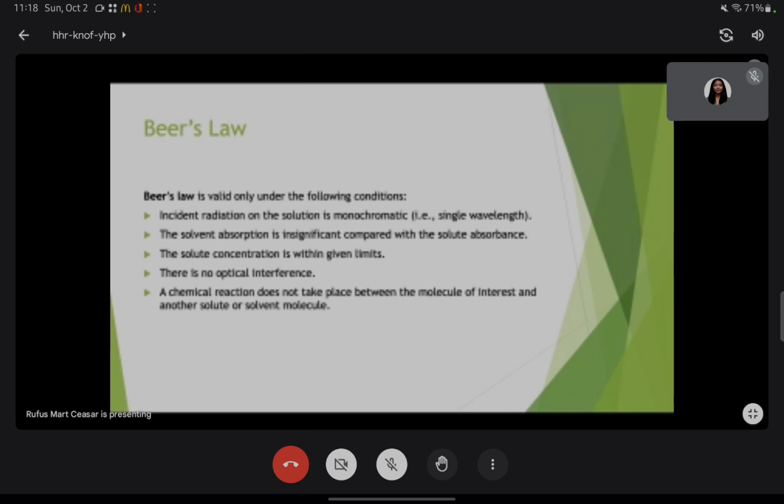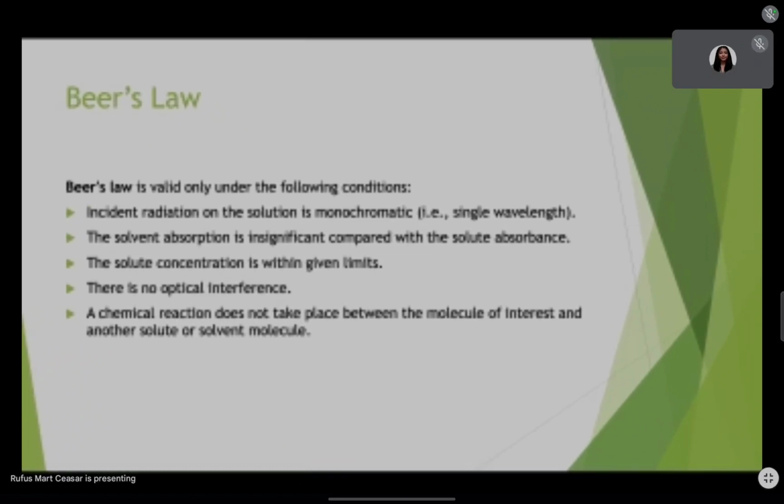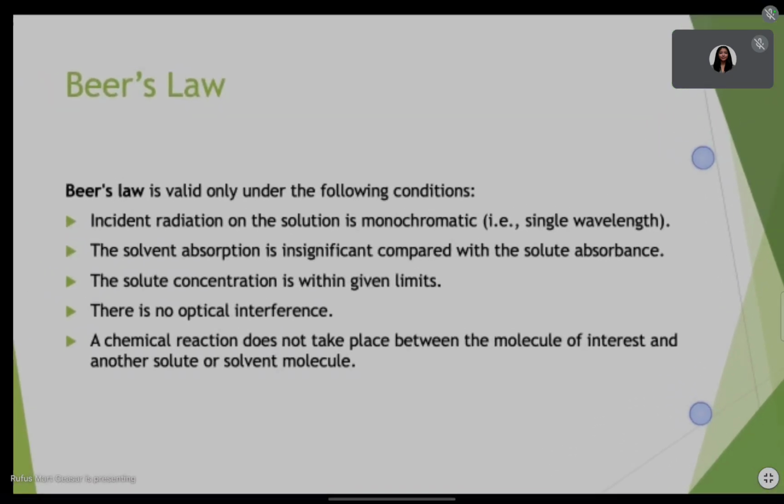Third, the solute concentration is within given limits. So Beer's law to, dapat fina-follow natin. Di ba, pag sobrang taas ng concentration ng solute, merong limit yung Beer's law. Pag sobrang taas yung concentration ng solute, sobrang erratic nung peaks. So, usually ang practice natin, yung peak dapat nasa absorbance equals to 1 lang, usually. Pwede naman lumagpas basta hindi ganun ka-noisy. Ayun.